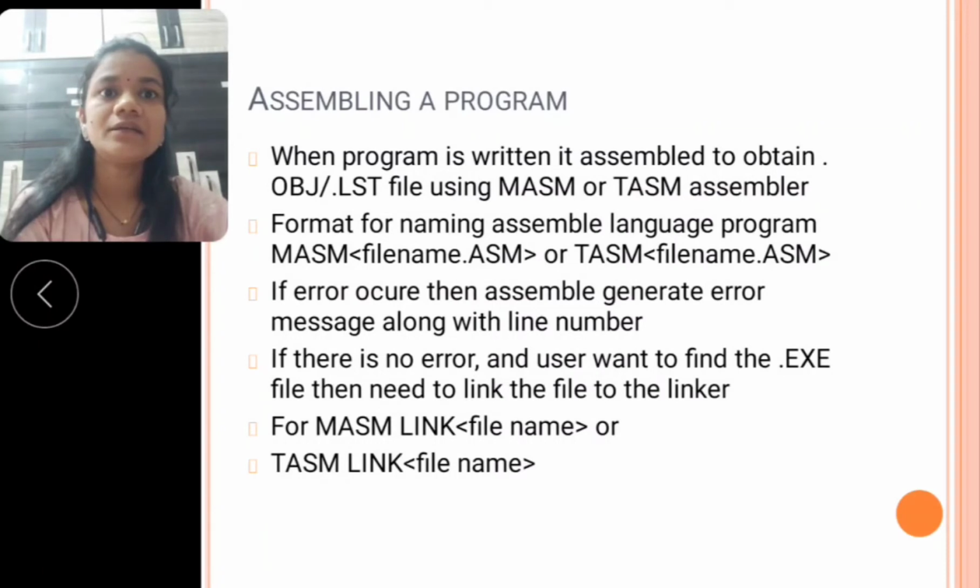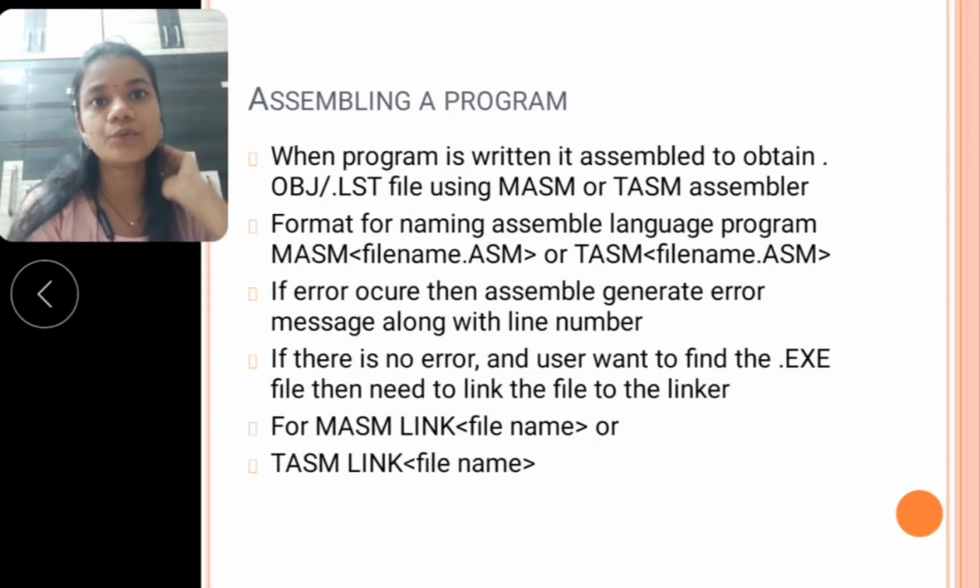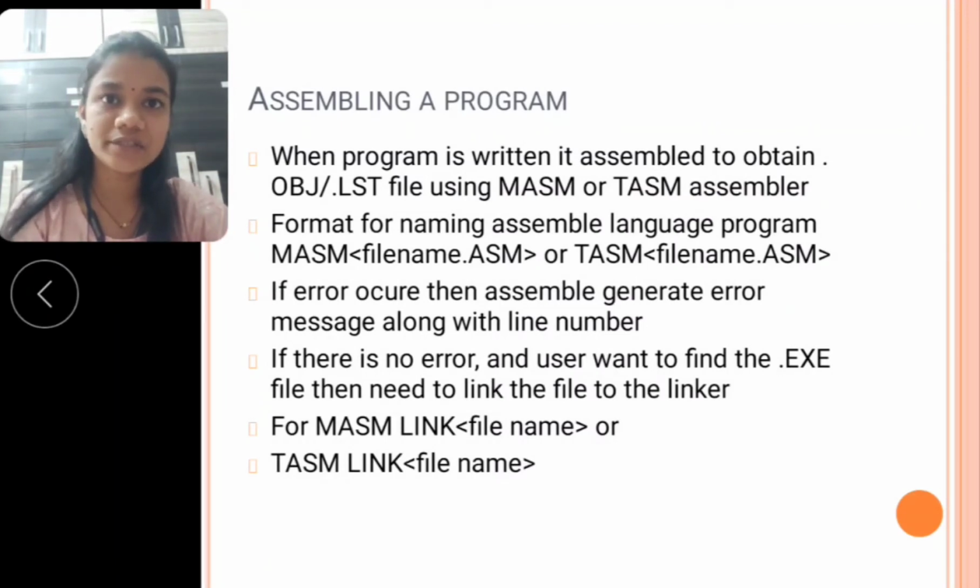Then the format for assembling an assembly language program is MASM, then in brackets the file name with the .asm extension. If an error occurs, then the assembler generates an error message along with the line number. If there is an error in our programming, then in the microprocessor the error is detected, but for our ease the line number is given.